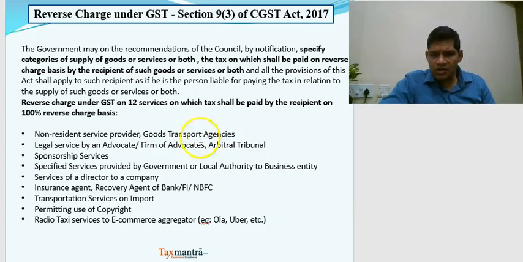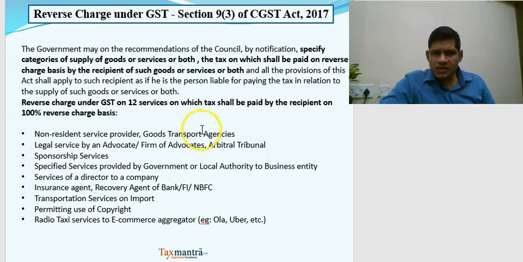GTA, goods transport agency, in case of legal services by advocate, firm of advocates, arbitral tribunal, sponsorship services, specified services provided by government or local authority, services by a director to a company, insurance agent, recovery agent, transportation of services on import, permitting use of copyright, radio taxis like Uber, Ola. In these specified supply of services, there is a 100% reverse charge basis.